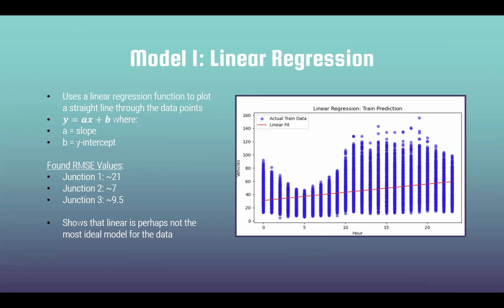We found RMSE values for each of the junctions. For junction 1, it was about 21, for junction 2, about 7, and for junction 3, about 9.5. So while it shows that for junction 2, it might not actually be too bad, overall, the linear regression model is not the best option.